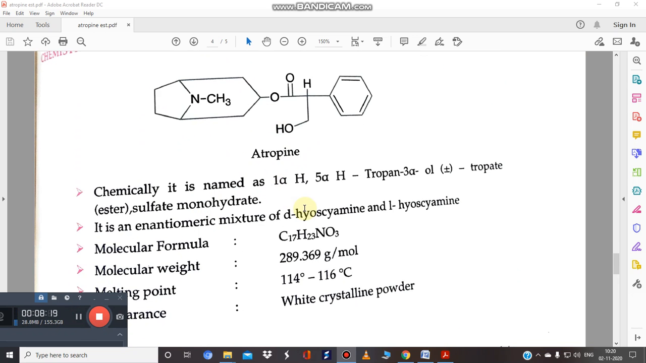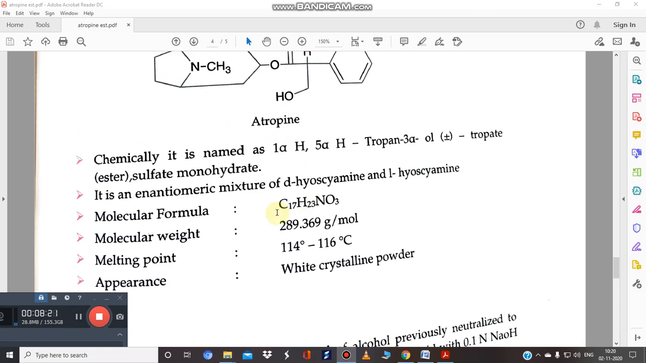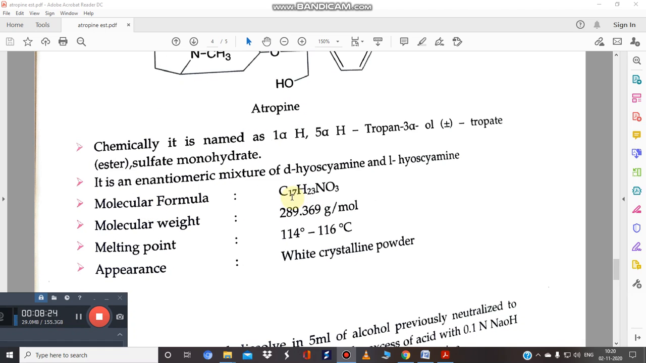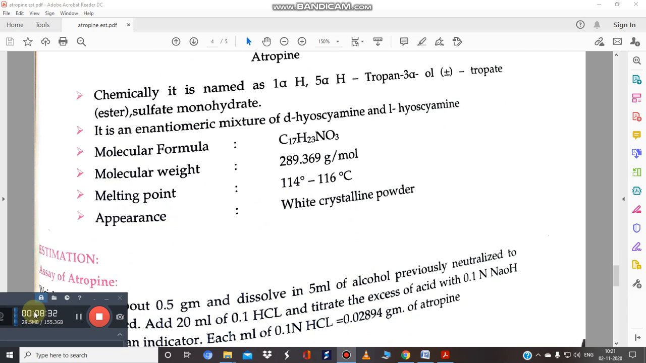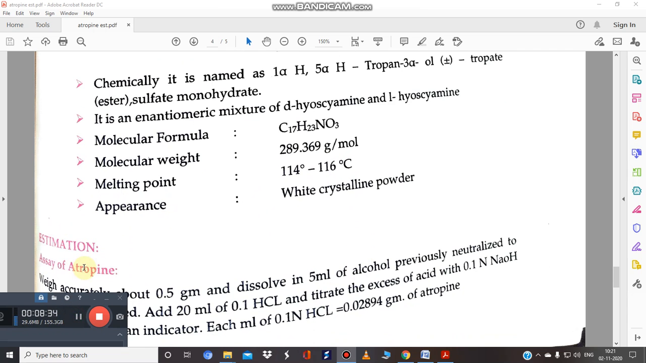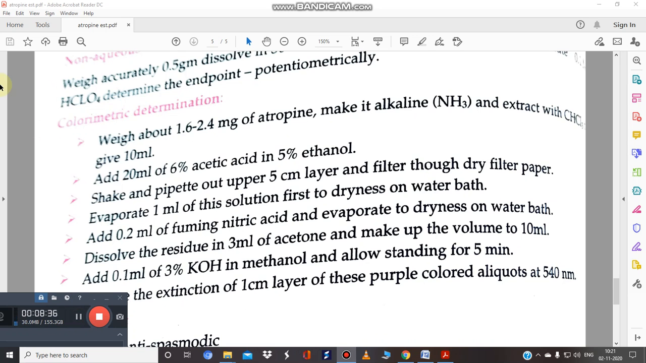Don't worry, we will do the structure in the upcoming videos. Molecular formula over here, C17H23NO3. It has a melting point of 114 to 116 degrees Celsius. Appearance of white crystalline powder. So next is the estimation of atropine. Again, we will follow the simple method of colorimetric determination. I hope you have now recalled this colorimetric determination, because we have completed this aspect also.